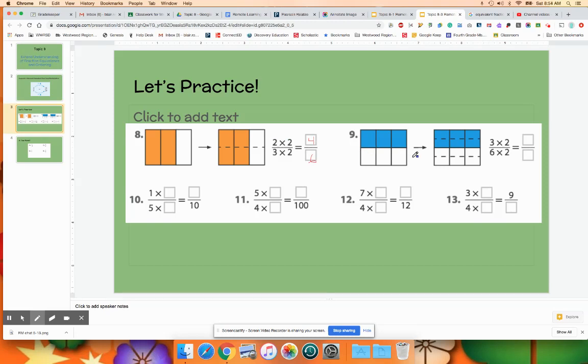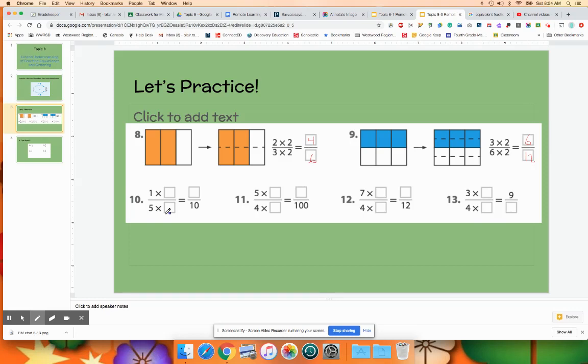All right, so again, they're just showing the models to reinforce the concept to you. So here we have 3/6, and we're multiplying it by 2. So 3 times 2 is 6, and 6 times 2 is 12. So if you notice here, there are 12 total pieces, and 6 of them are shaded. And it's the same amount of space that is shaded in the 3/6. Okay? So here we don't have the models. It's the same idea though.